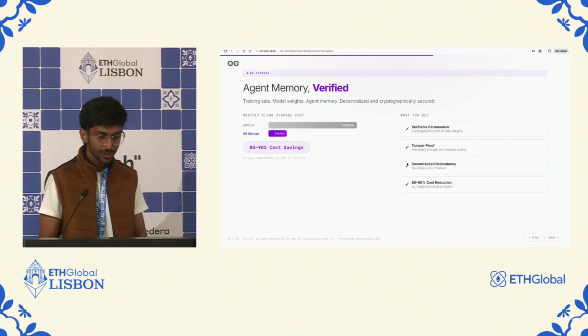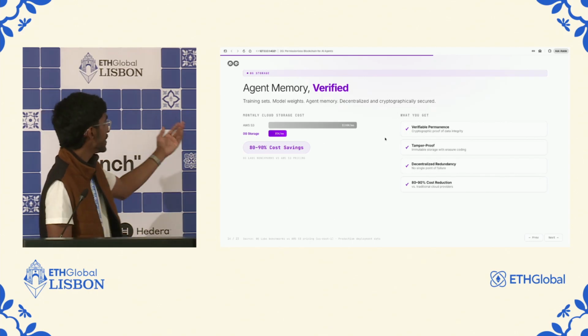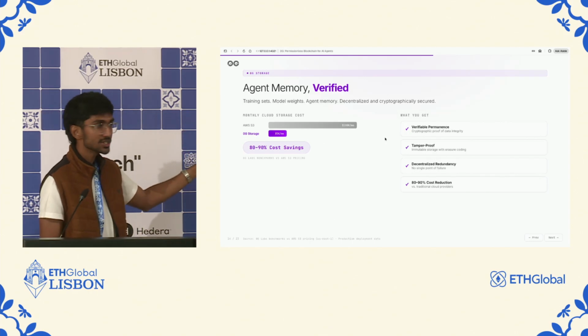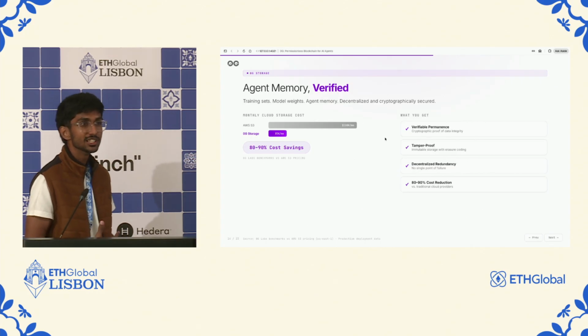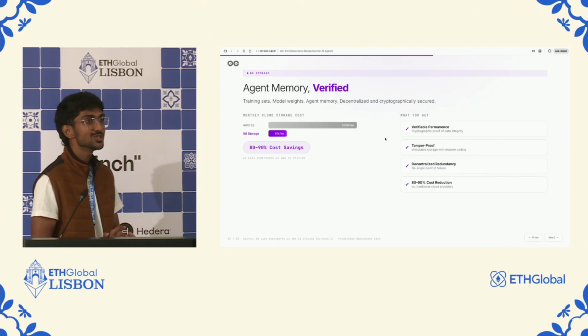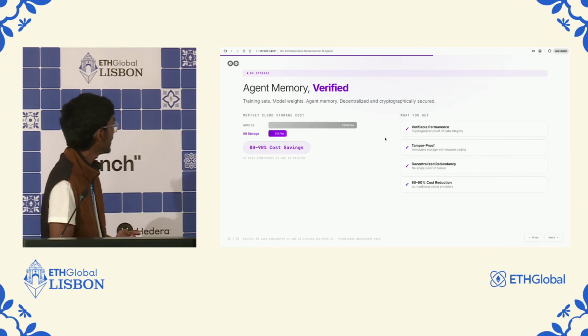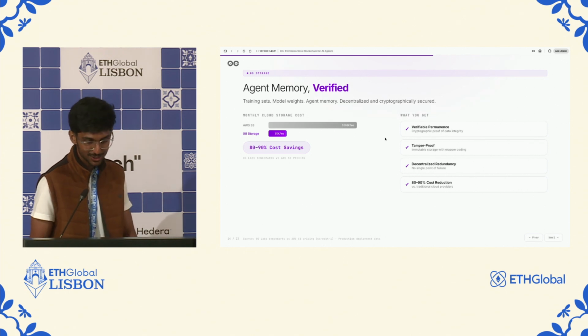On 0G storage, I mentioned the rest earlier, but the main thing I can say is the cost savings. It's almost 80 to 90% cheaper than AWS S3 buckets, which is crazy cheap in my opinion. I would really suggest you guys try it out in this hackathon, and you can see how seamless it is and how much cheaper it is in comparison to AWS or any other centralized storage providers.